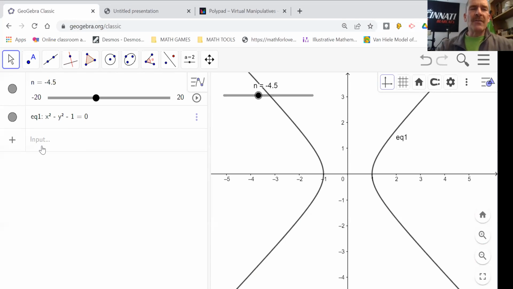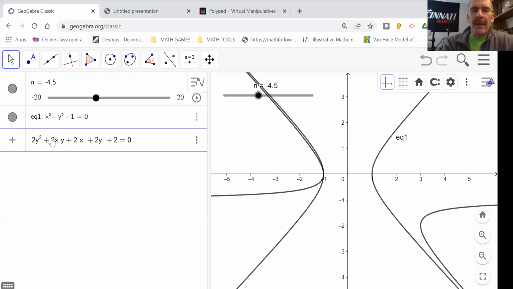So let's see. If I did this correctly, I added 2 y squared blocks. And then I added 2 xy blocks. Nope, I can't put them side by side there. 2 xy blocks. And then I added 2 x blocks. And then I added 2 y blocks. And then I added 2 unit blocks. A lot of 2's there, and that's going to be equal to 0.